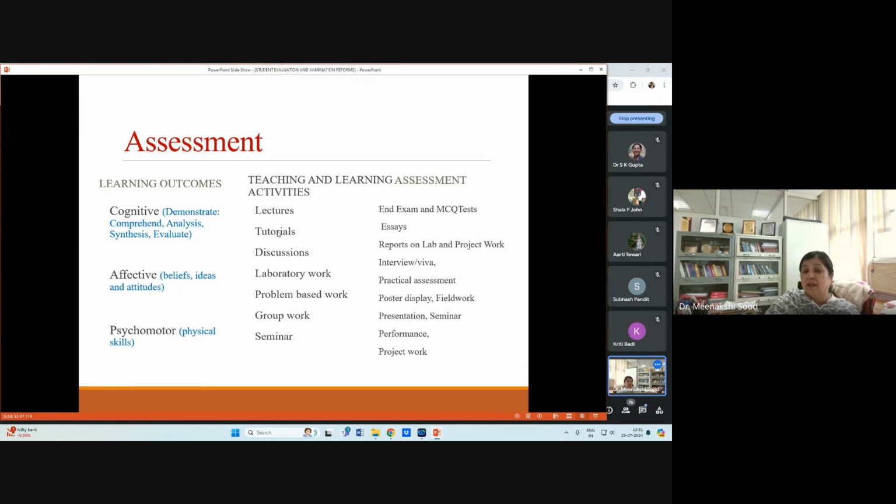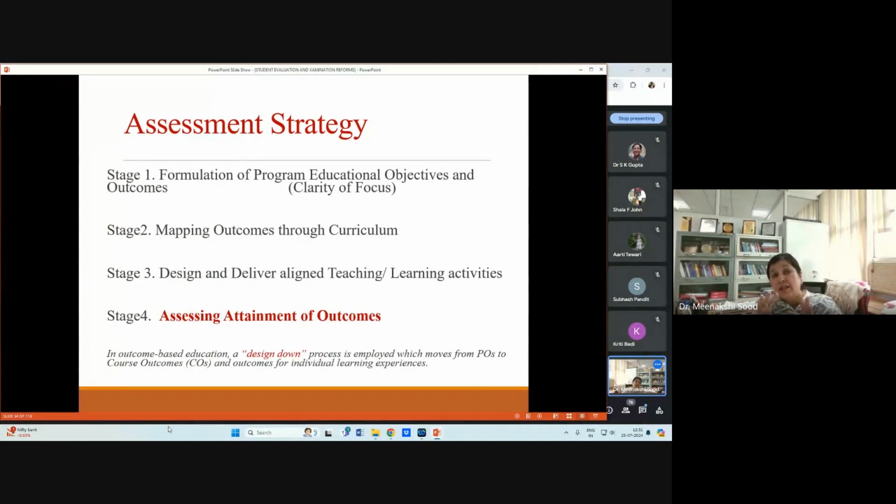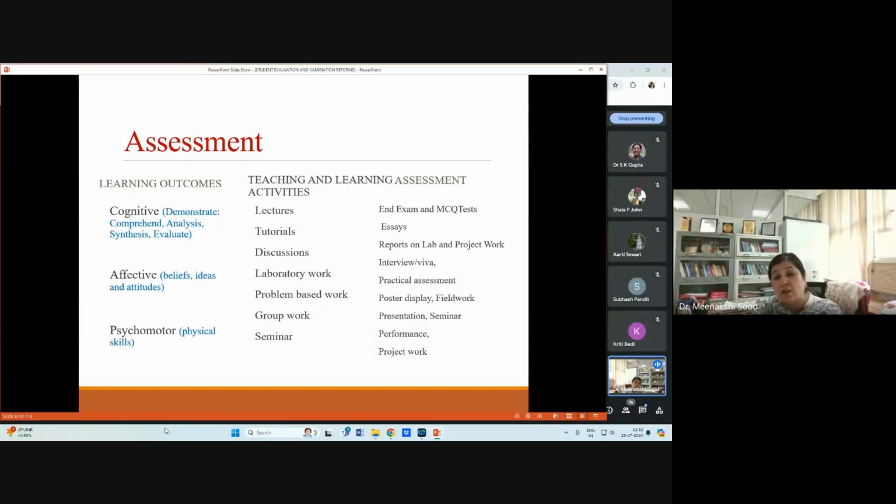And these are the tools. Like for cognitive you have lectures, tutorials, and the tools can be end exam, essays, MCQs. For psychomotor you can have lab work, problem based work, group work. You can have practical assessment, poster, presentation, performance, project. For affective, you can have discussion, lab, and interview, practical assessments, field work. So overall, when we say that the assessment or evaluation of the student has to be done for his holistic development, we need to cater to these three learning outcome domains.